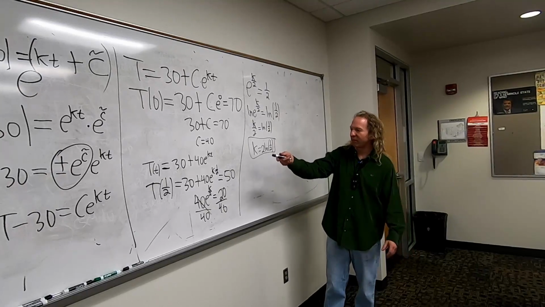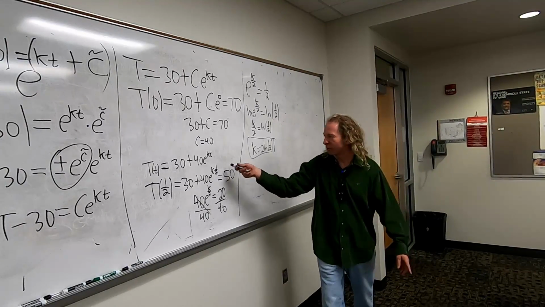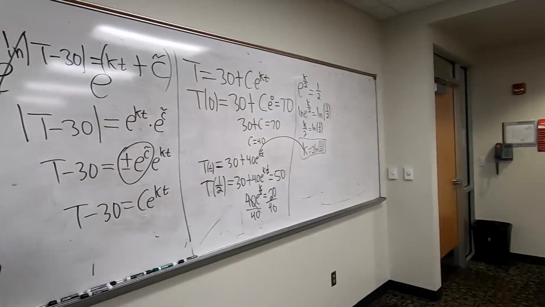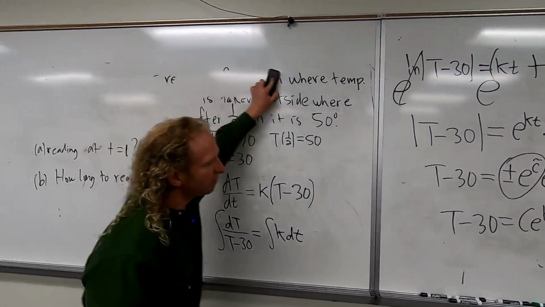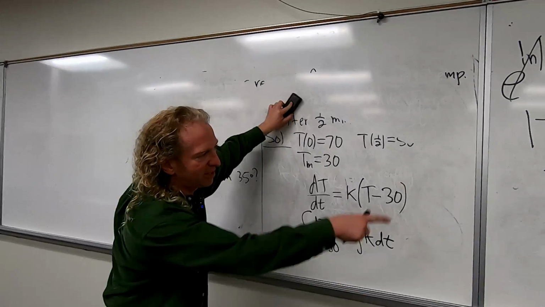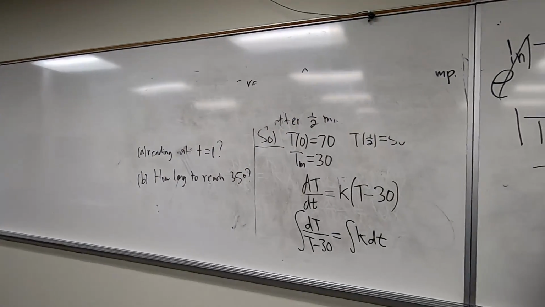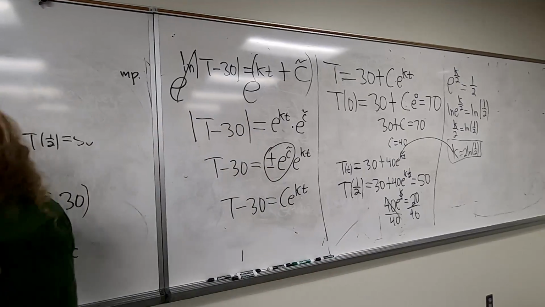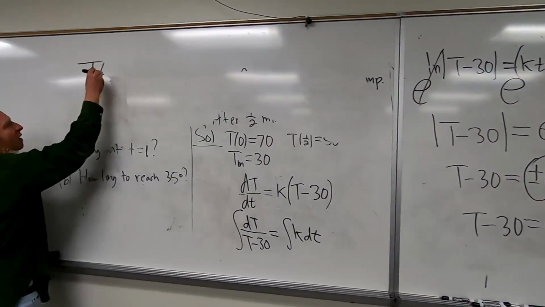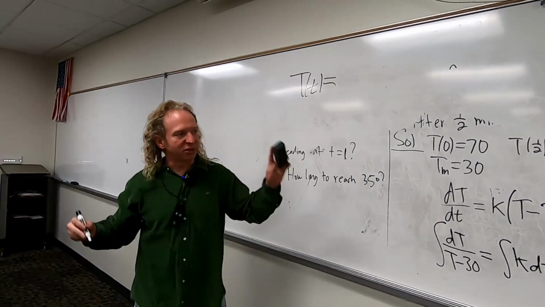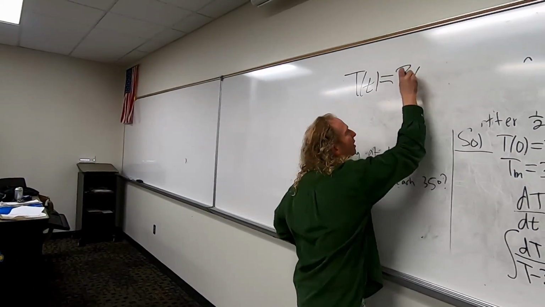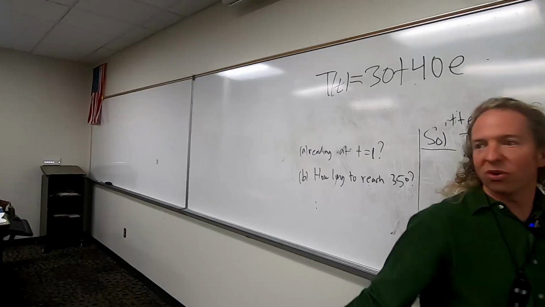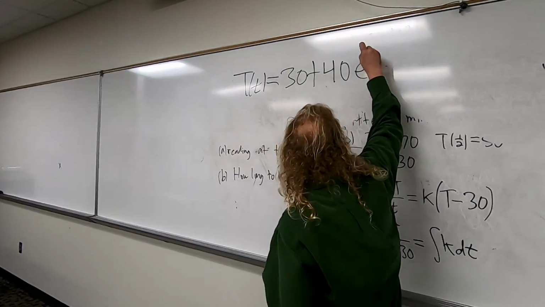Now we take the k and plug it back in. I'm going to come back to that board and take this k and put it back in here. So we have T, this one here. T of t is 30 plus 40 e to the kt, right? So T of t is 30 plus 40 e, and then k is 2 ln 1/2. So it's 2 ln 1/2.